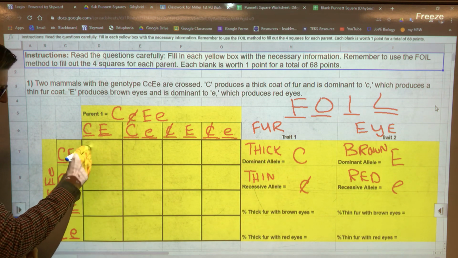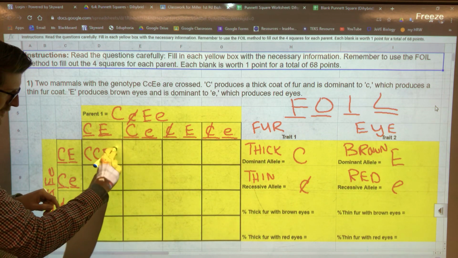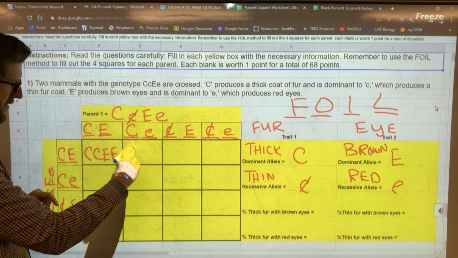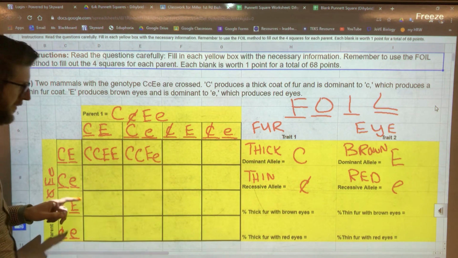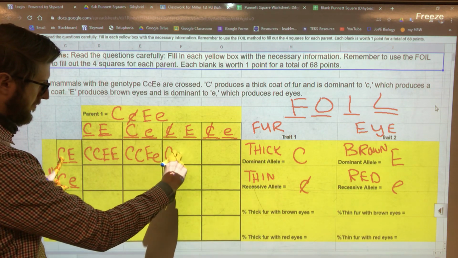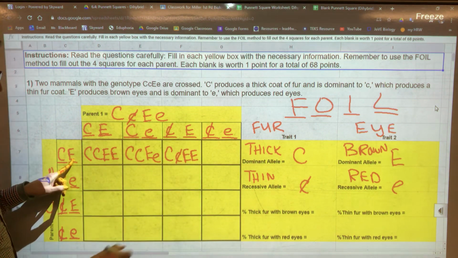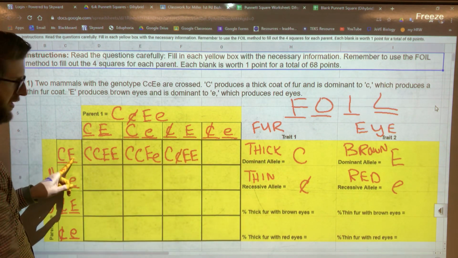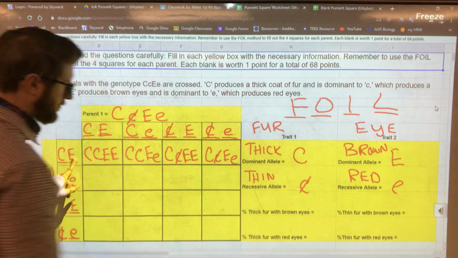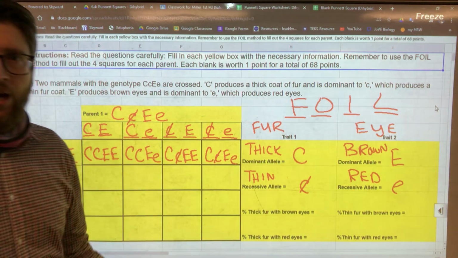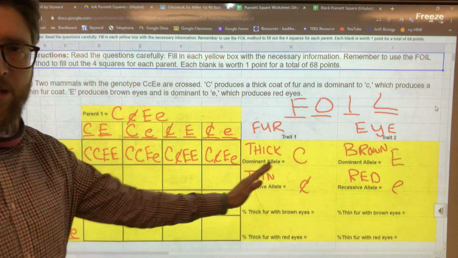So we've got big C, and then big E, big E. And we've got big C, and we got big E, little e. Big C, little c, big E, big E. Big C, little c, big E, little e. Okay, and we're going to do that all the way down. So feel free to fast forward through this next part, because I'm just going to be doing that same thing all the way down.